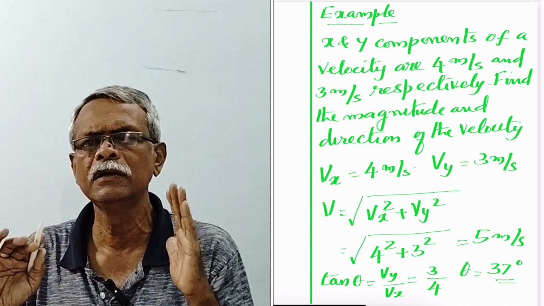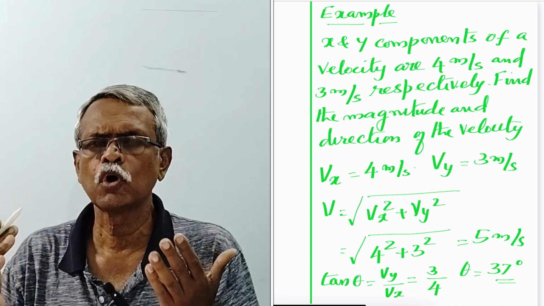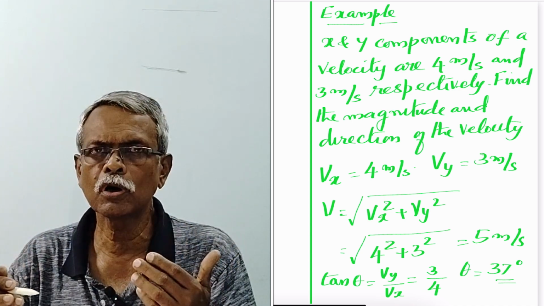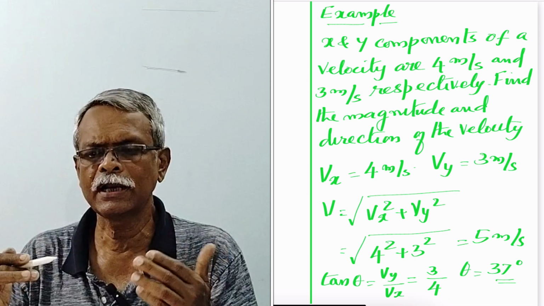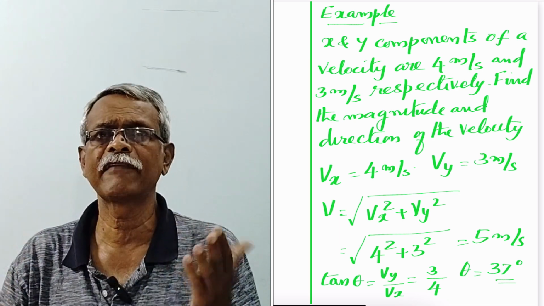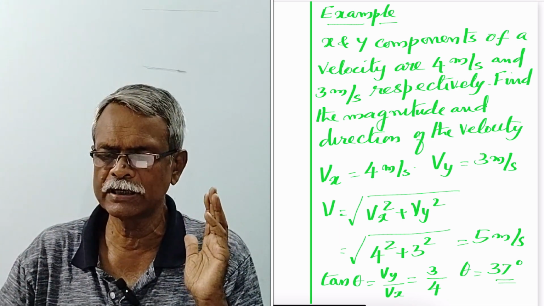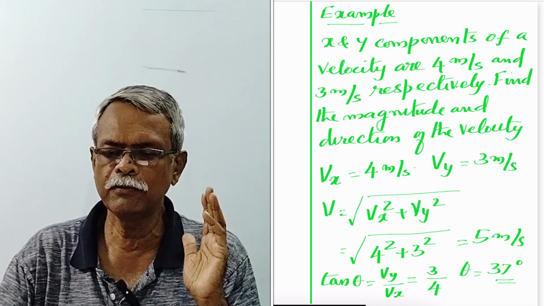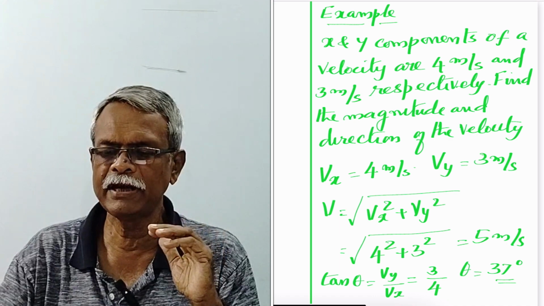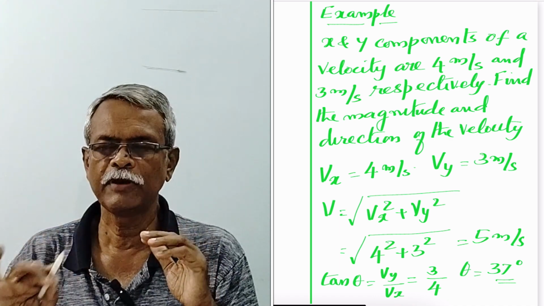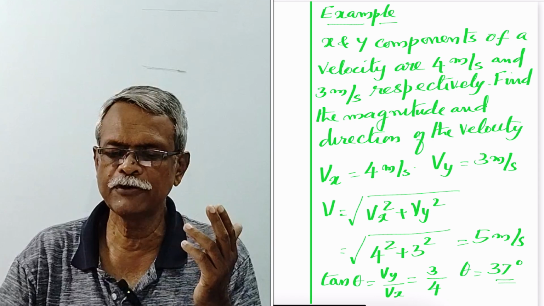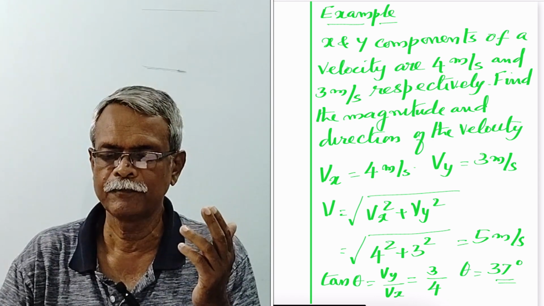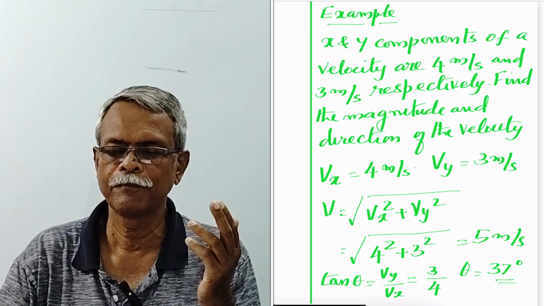To find the angle, we use Vy over Vx is tan theta. Here Vx is 4, Vy is 3, tan theta is 3 by 4, and 3 by 4 is tan 37. Therefore, theta is equal to 37. So, we have a vector having magnitude 5 inclined at an angle 37 degree to the x-axis. If in the question the angle asked is for y-axis, this will be clearly 53 degree.